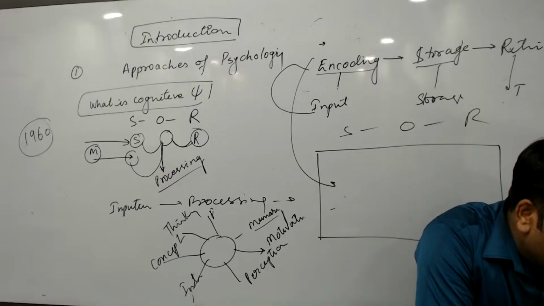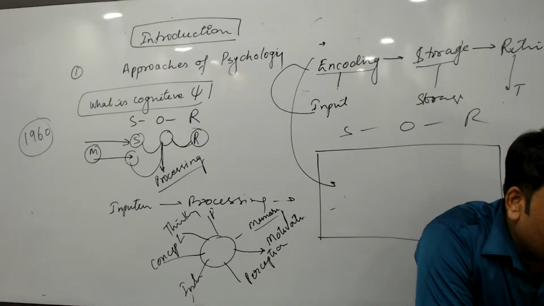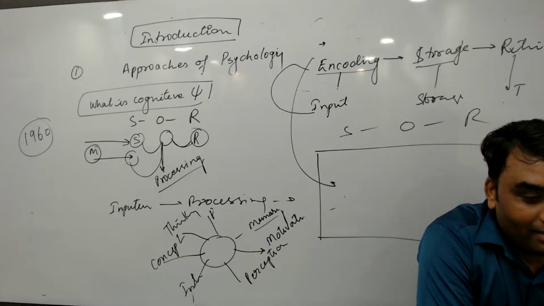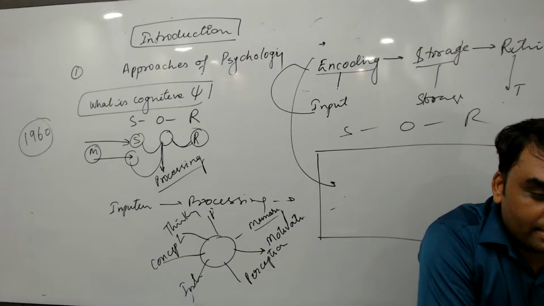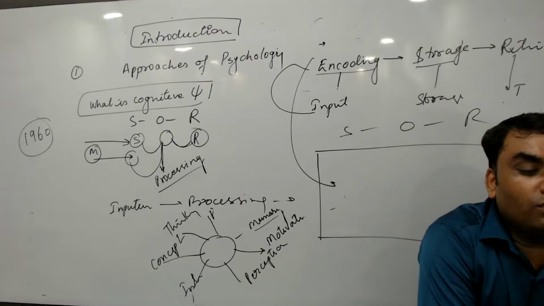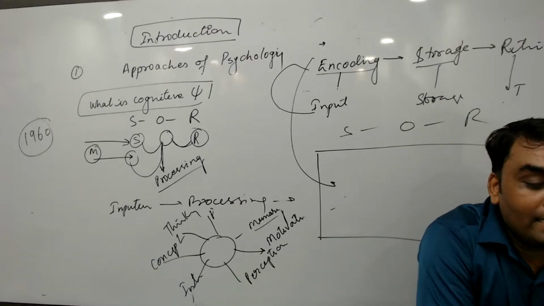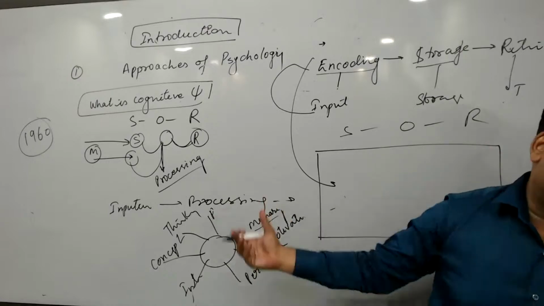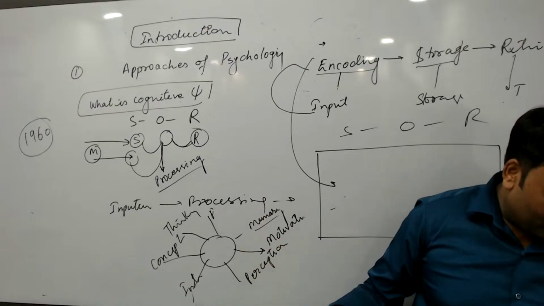Next is: critically evaluate the cognitive approach to study psychological phenomena. Critically evaluate. Critically evaluate means that first of all you need to explain what it is. Make the answer like this, and do one more task: make a frame for every answer, if it is suitable for you.